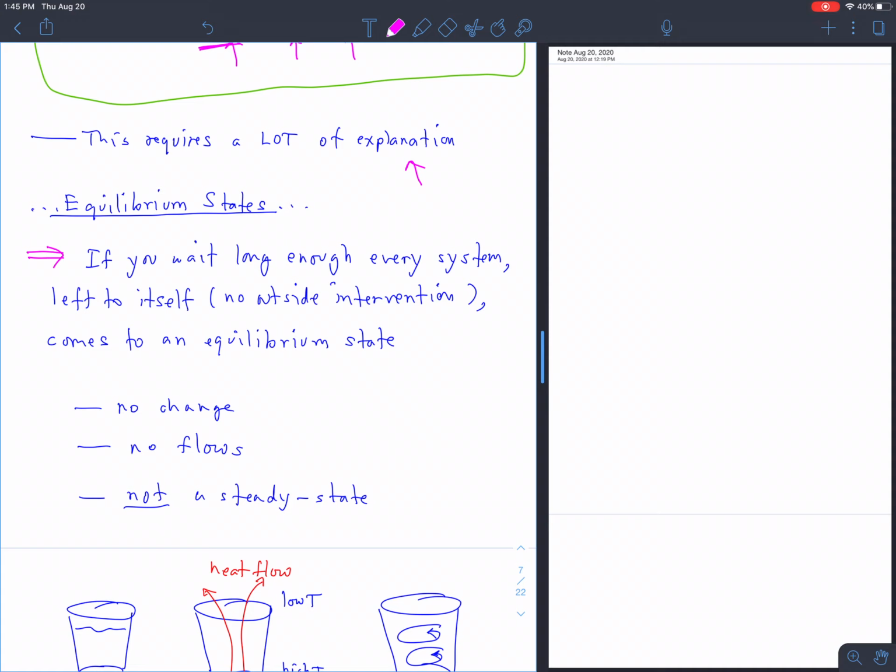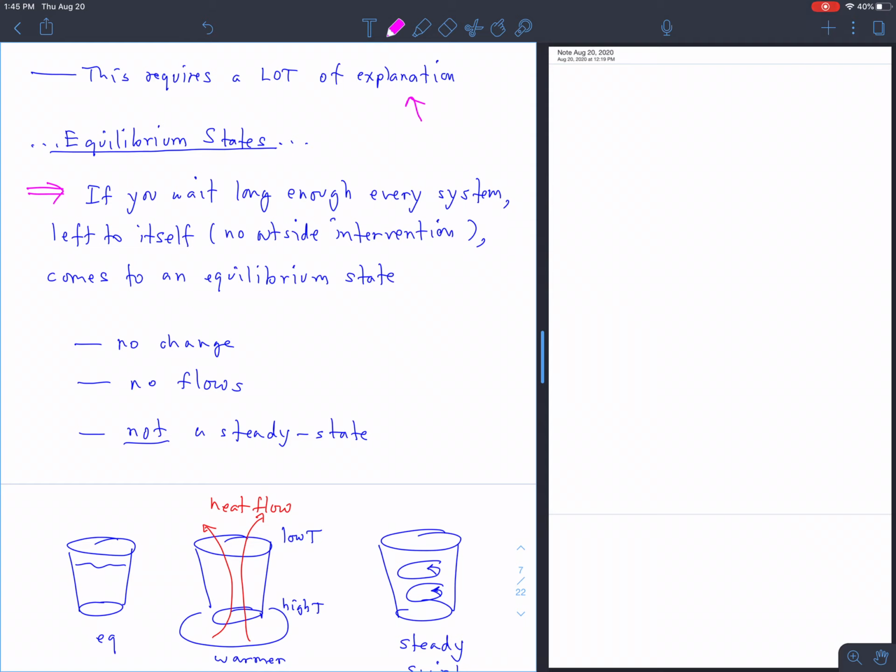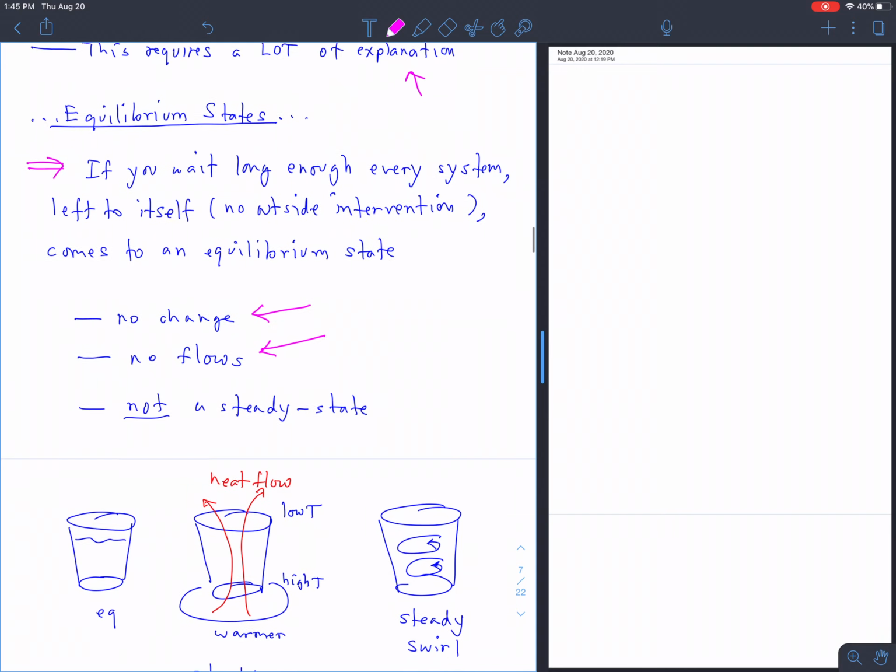But it's close enough, right? For most of our purposes, those kinds of slow, small processes just don't count. So when we talk about equilibrium states, I'll try to be a little careful about what I really mean by equilibrium, but most of the time we're going to ignore minor, small processes like that. Strictly speaking, an equilibrium state doesn't involve any change with time. Also, no flows of any kind.